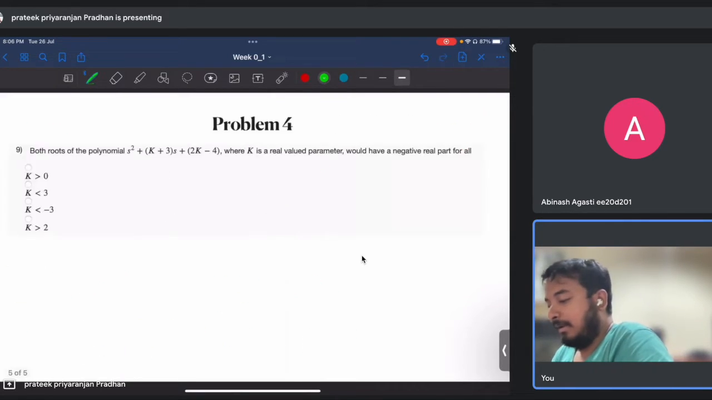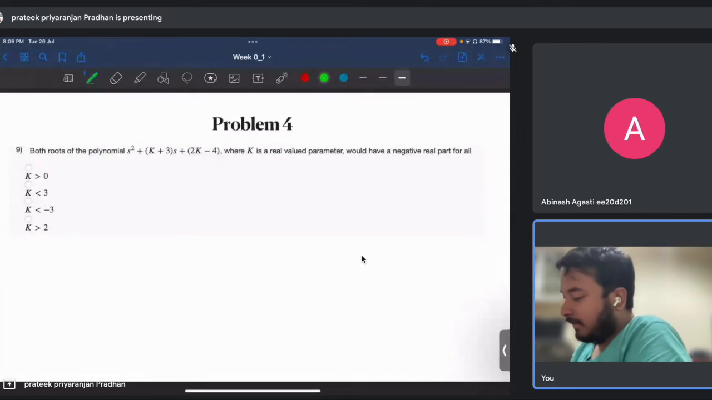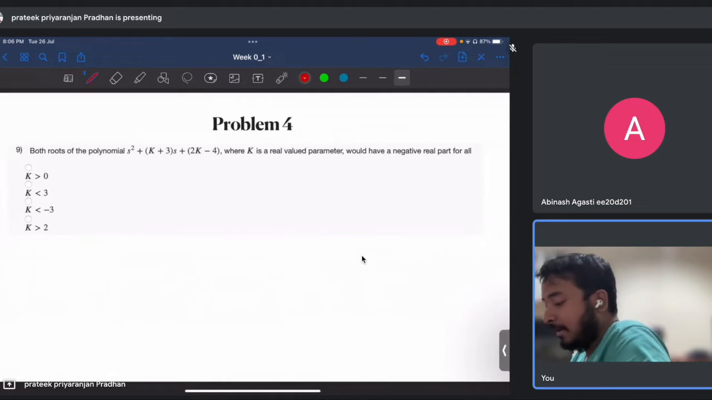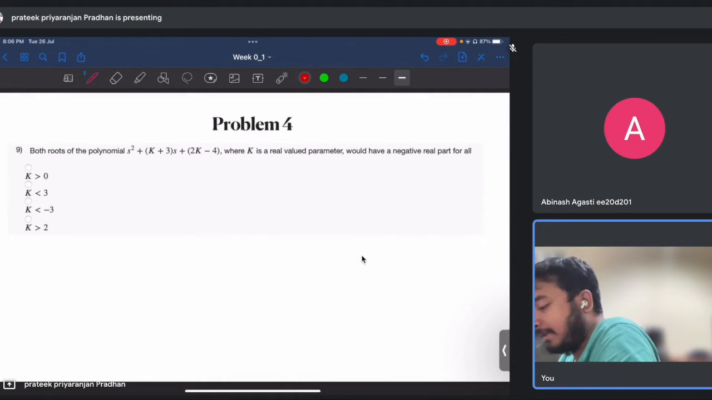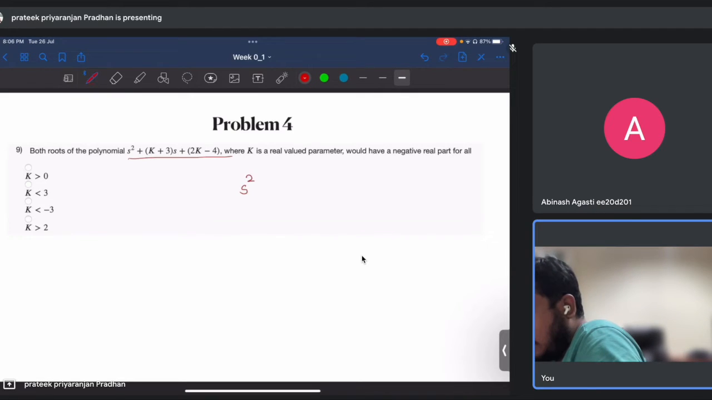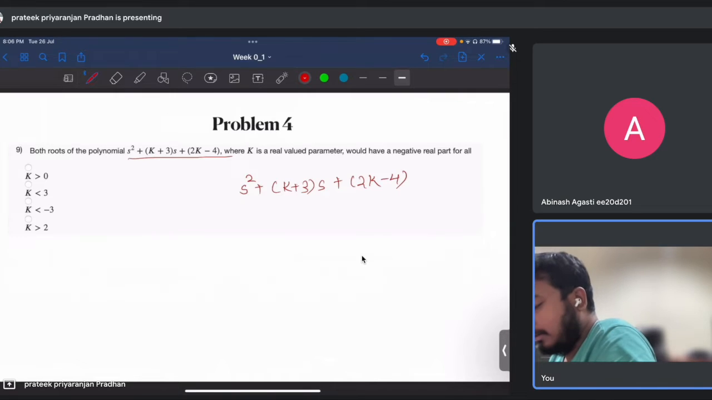Okay. Then coming to the last problem of the session. The question is fairly simple. Both the roots of the polynomial s square plus (k plus 3) into s plus 2k minus 4 equal to 0. So let's find out what the roots of the polynomial are.